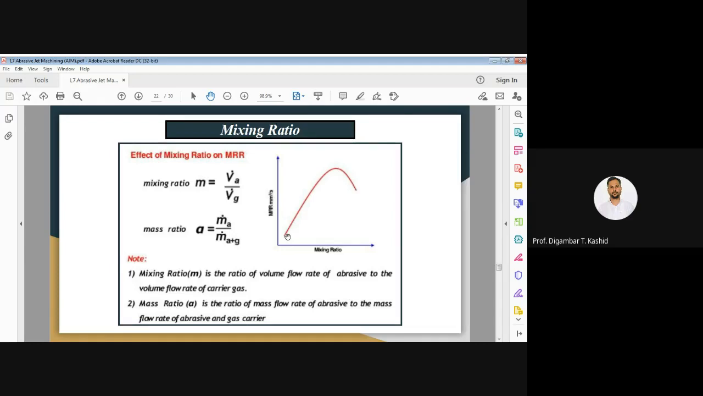That we have already discussed. And a certain minimum velocity for the given workpiece material is also needed.